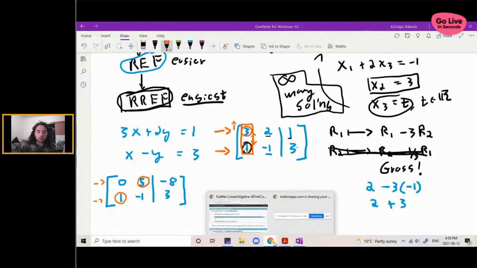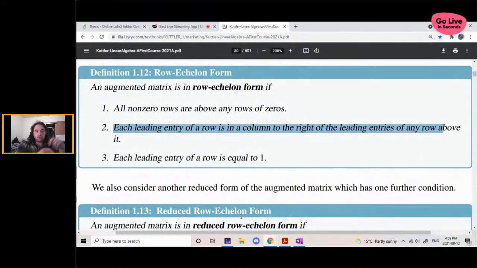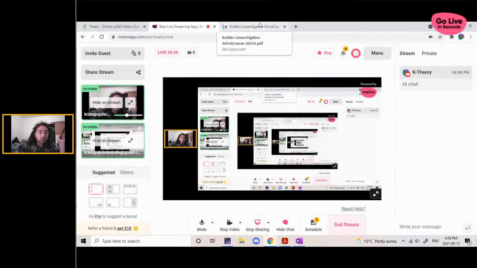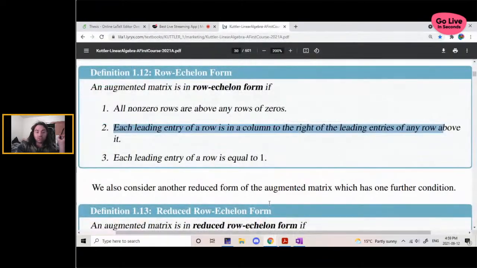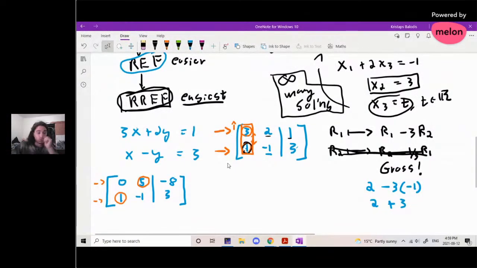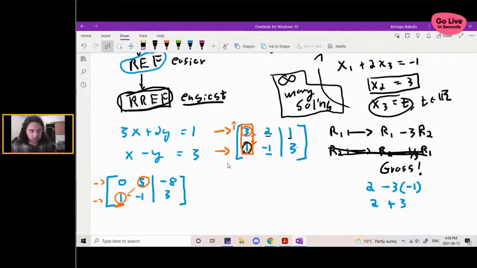But remember, if we go back to the screen here, it says each leading entry is in a column to the right of a leading entry above it. I'm just checking to make sure everything is still here. Yep. So now if we look at this leading entry down here, it's to the left of the leading entry above it. And that's not what we wanted. But we have more row operations at our disposal, right? What else could we do here?